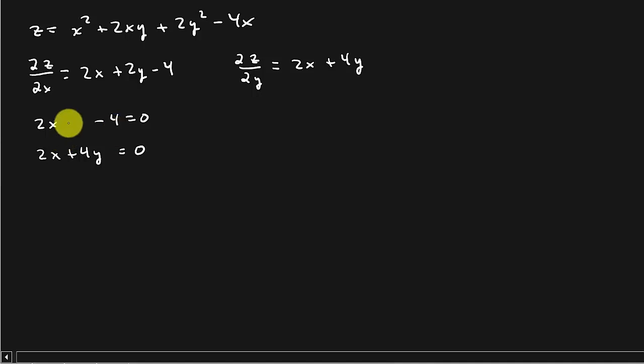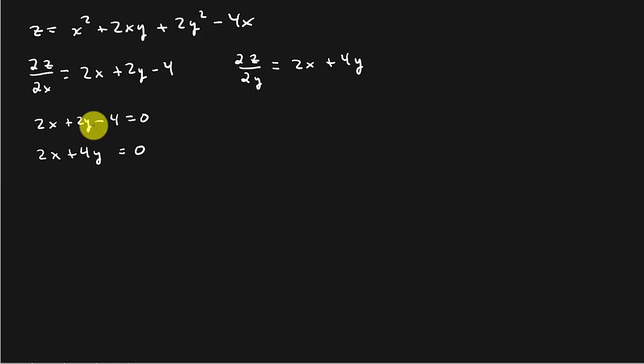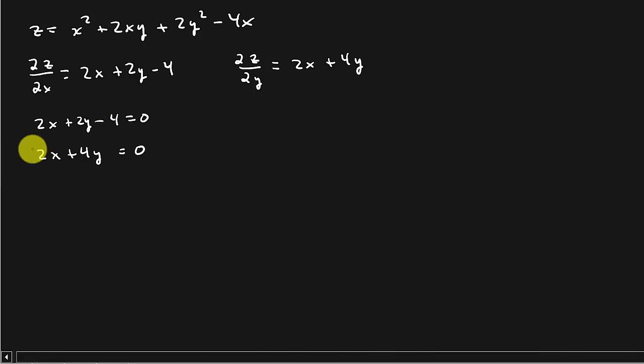So let's put back the plus 2y. This one isn't difficult to solve, but it makes it a little more difficult. We've got a system of equations, two unknowns, so we've got to solve that. Hopefully you remember how to do that. I'm going to put this over here. So we've got 2x plus 2y equals 4, and 2x plus 4y equals 0. So there's our system.